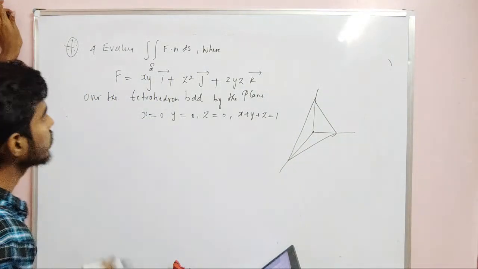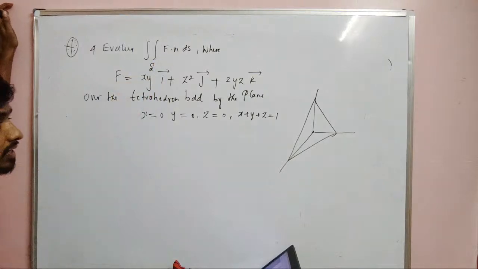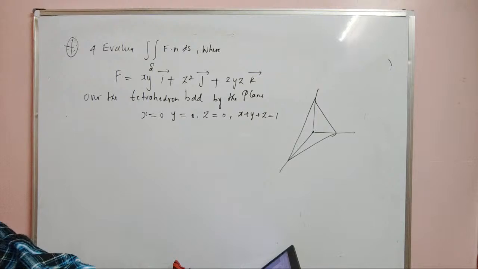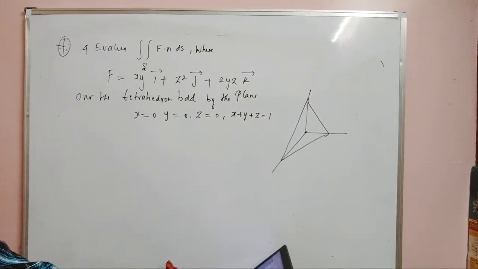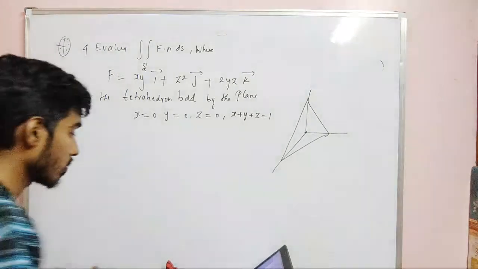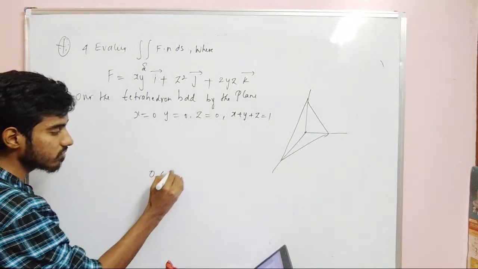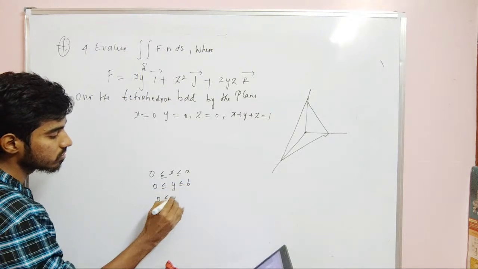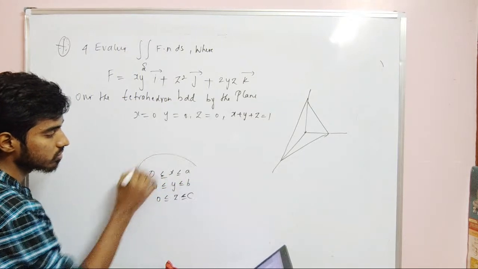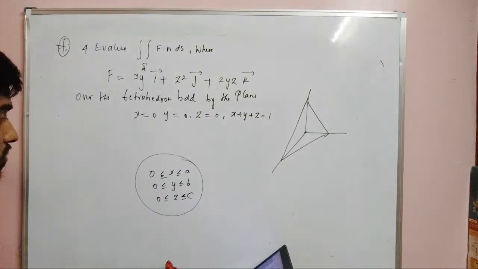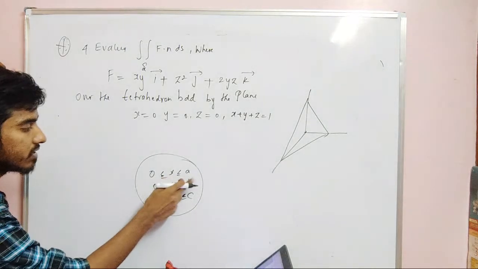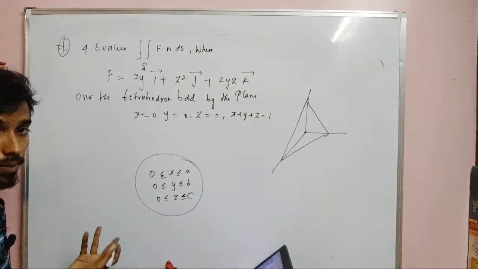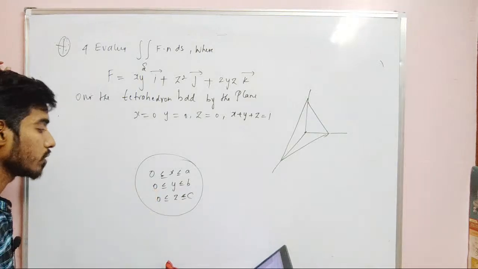Now in order to find the double integral over S of F dot n dS, I am going to use the Gauss divergence theorem. Actually, whenever you have this condition, it is always a parallelepiped. So whenever you have 0 less than x less than a, 0 less than y less than b, 0 less than z less than c, you will always get a parallelepiped. This is the condition for a parallelepiped.